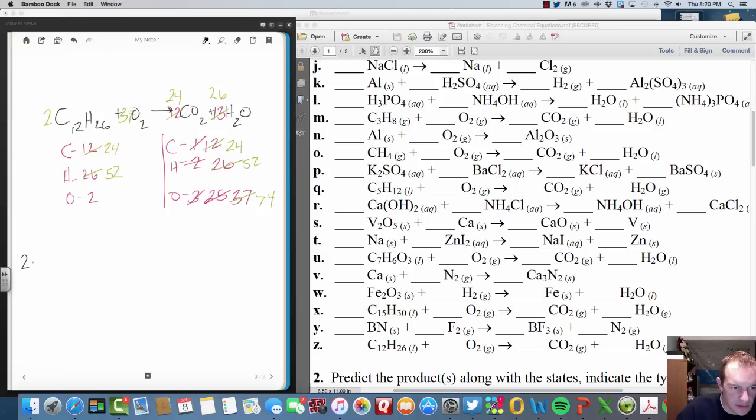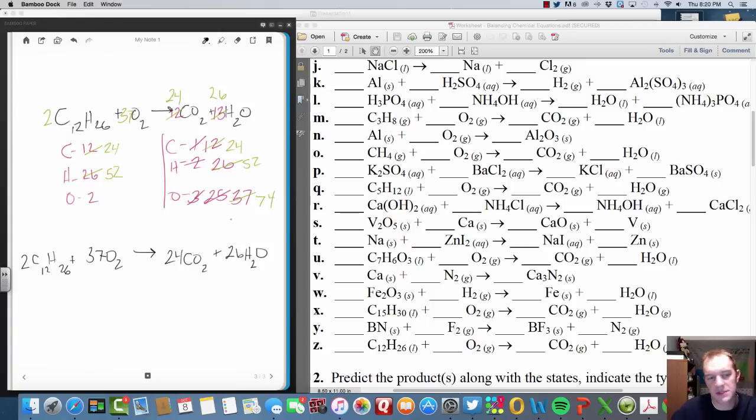Okay, and then when we go ahead and write our final balanced equation, we can see that it's going to be 2C12H26 plus 37 O2 yields 24 CO2 plus 26 H2O. And that's pretty much it.